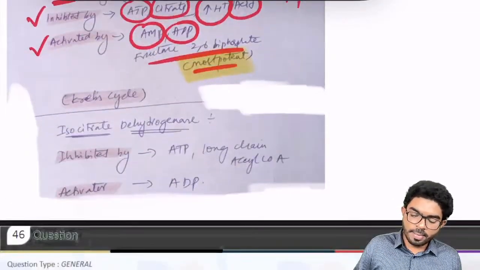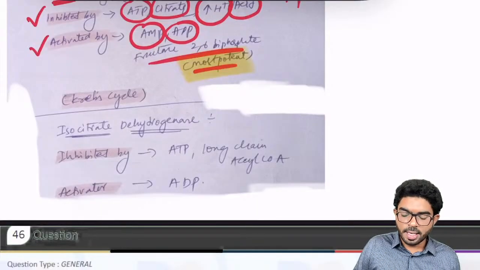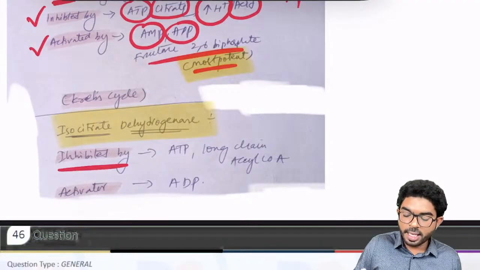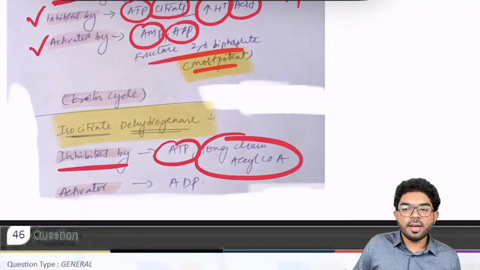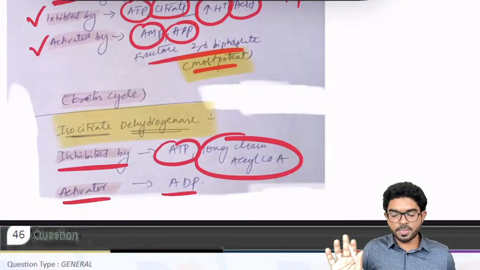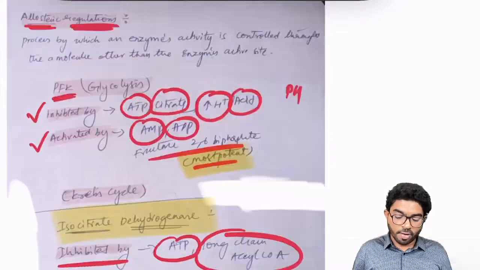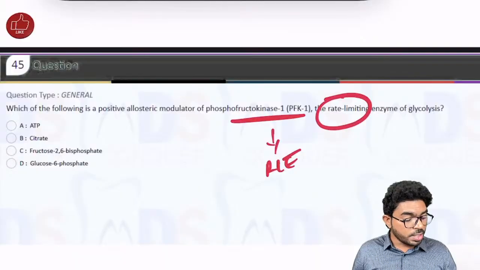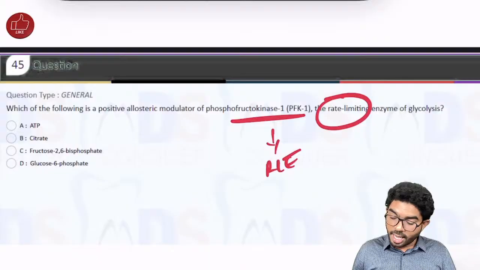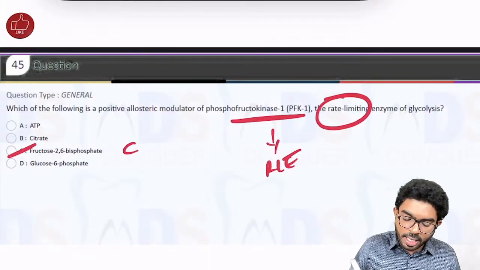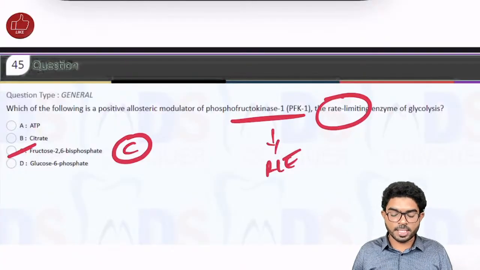Similarly, we have similar things with our Krebs cycle also. The rate limiting enzyme of the Krebs cycle is inhibited by ATP, long chain fatty acids, acetyl-CoA, and activated by ADP. That is what they have clearly given. These notes were clearly given, and the question is straightforward from these notes. That is question number 45, where they are asking for the activator of this rate limiting enzyme. The most potent activator is fructose 2,6 bisphosphate.